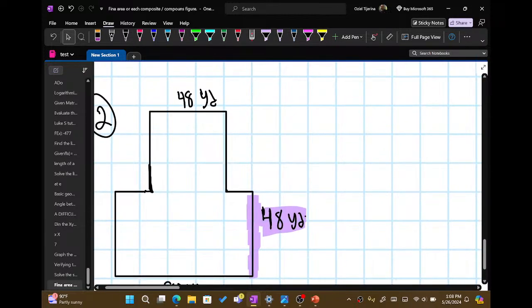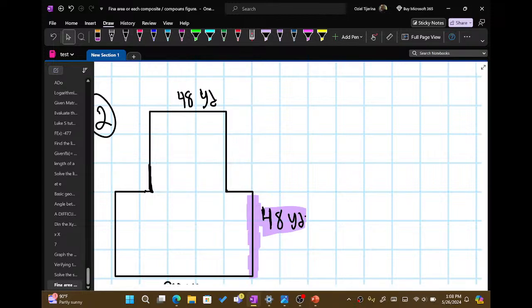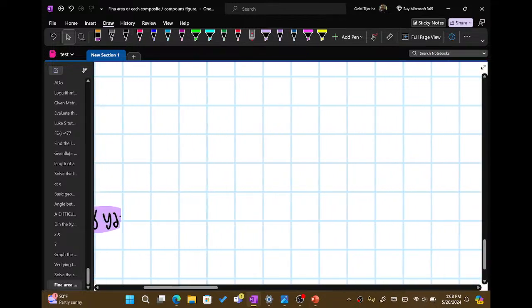Now, let's see. We can clearly see something very obvious here. So we have 2 different shapes, obviously. So you want to split it up into two different shapes.